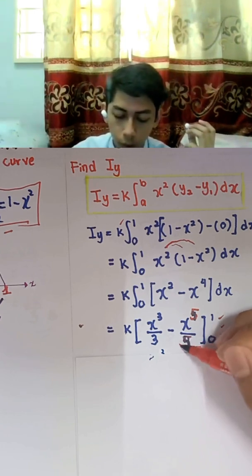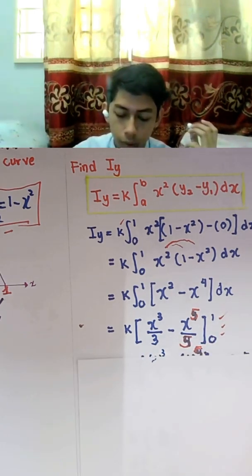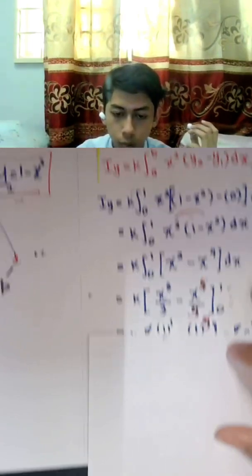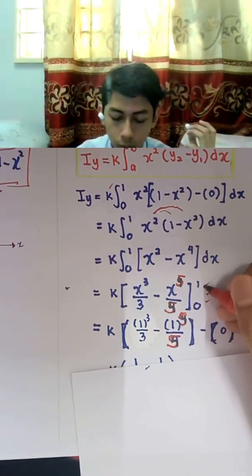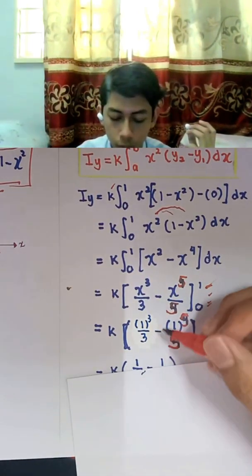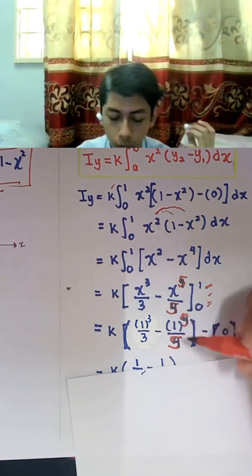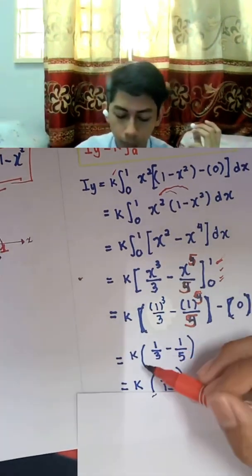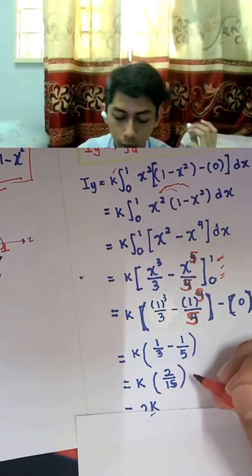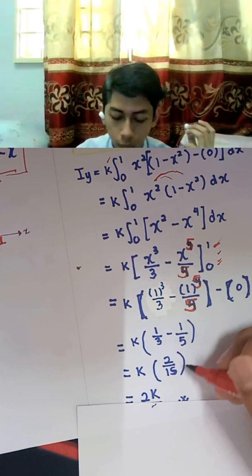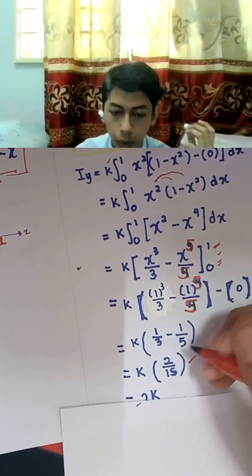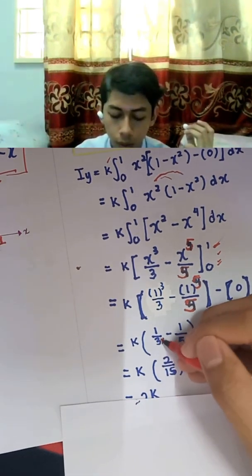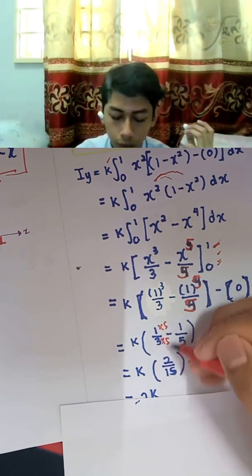Okay, and then we just substitute the values, which are 1 and 0. So for 1, we get 1 over 3 minus 1 over 5, and for 0, we both get 0. Okay, so we have it like this: 1 over 3 minus 1 over 5, and then we get 2 over 50.